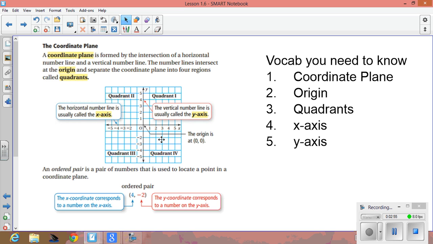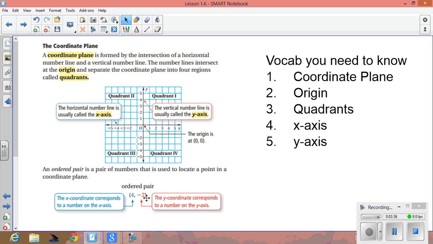All right, and then the last thing we need to take a look at is ordered pairs. The ordered pair is a pair of numbers that we use to locate a point on this plane. So we always start at 0, 0. The first number you look at down here represents the x-axis. So from 0, 0, if the number is positive, we move to the right. If that first number is negative, we move to the left. If the first number is 0, we stay right where we are.